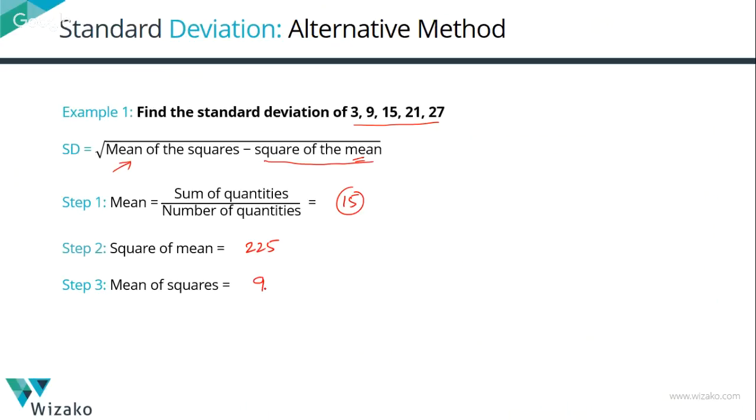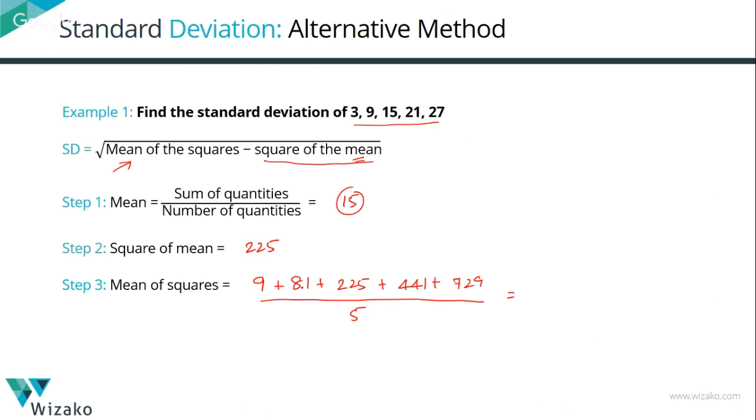3 square is 9. 9 square is 81. 15 square is 225. 21 square is 441. And 27 square is 729. We're going to compute the mean of this, so let's add all of these things. This divided by 5 should give us the answer.